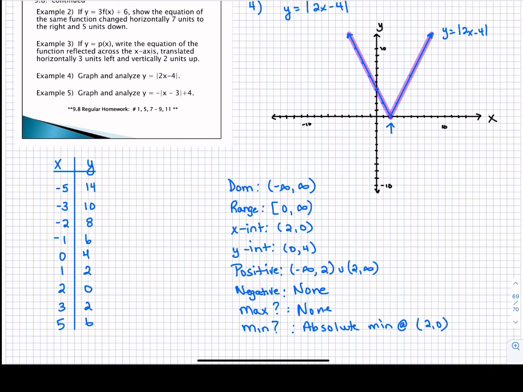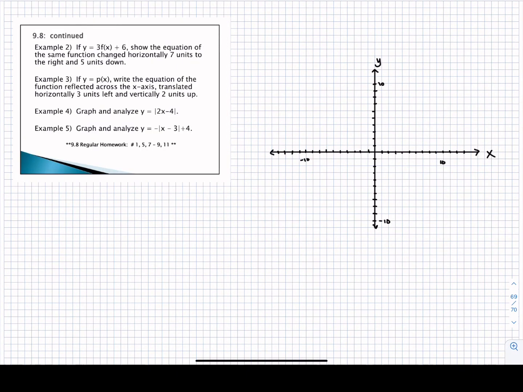So not only were we able to sketch this graph by hand and build a table of values, we were then able to analyze this function completely. Now we want to do the same activity with example number 5. We're given a new function this time, y equals negative absolute value of x minus 3, plus 4. So we know that an absolute value function, if it has an x inside those absolute value symbols, is going to be a V-shaped graph.